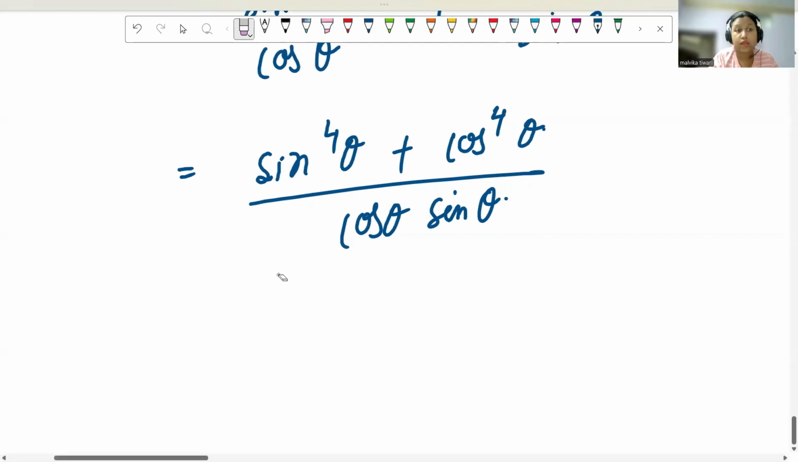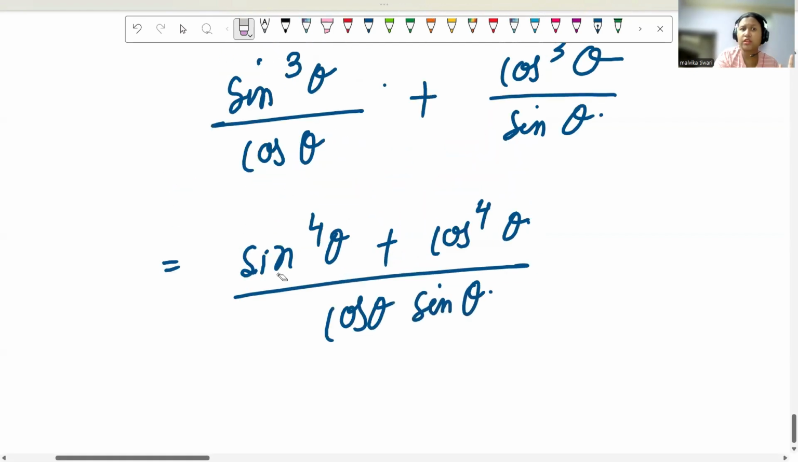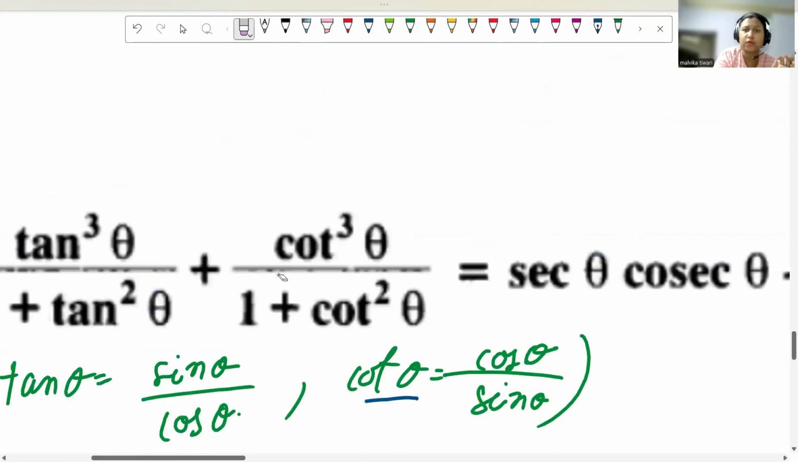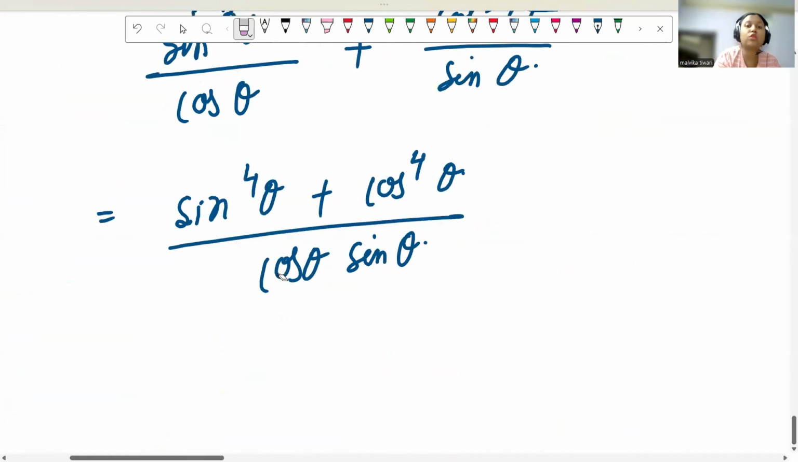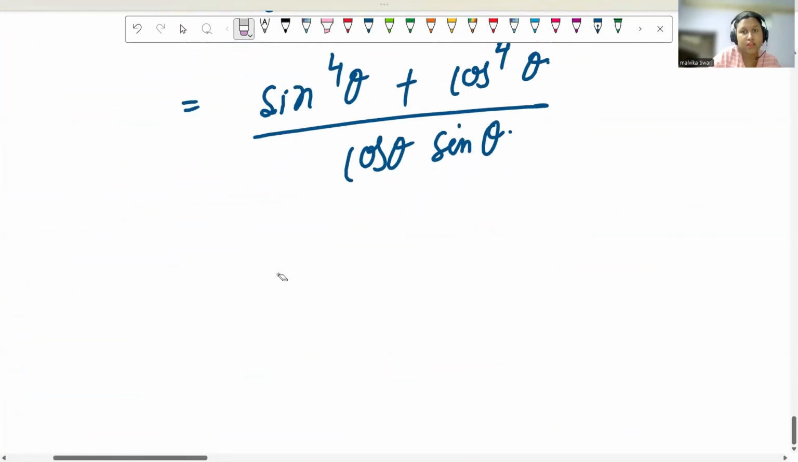Okay, so now we have brought ourselves till here. But is this what we wanted? This is not what we wanted. What do we want? We want sec theta cosec theta minus 2 sin theta cos theta. Very different from what we got. So to convert it into the result that we want, we'll do some tricks here.